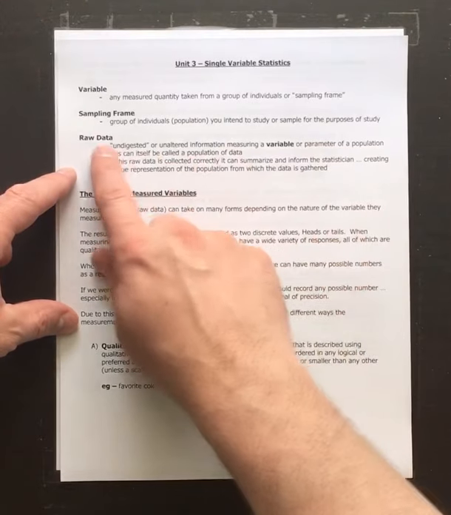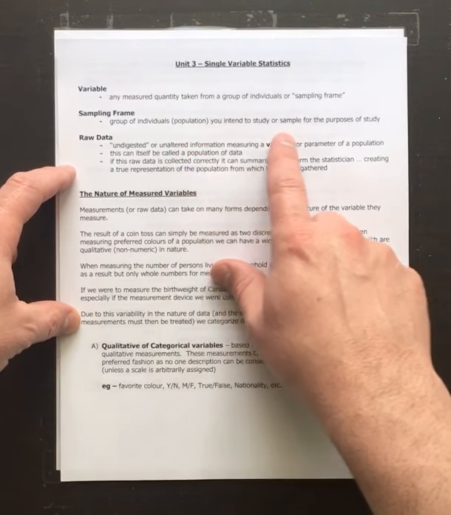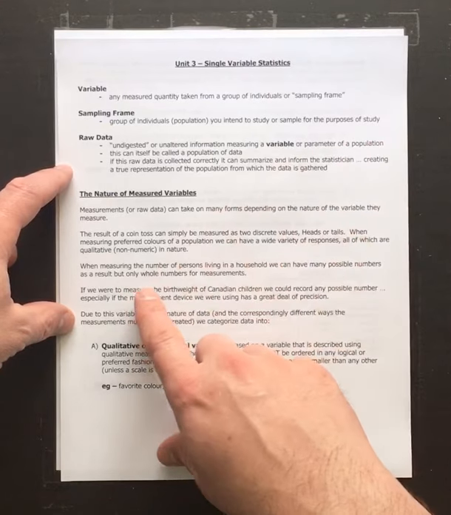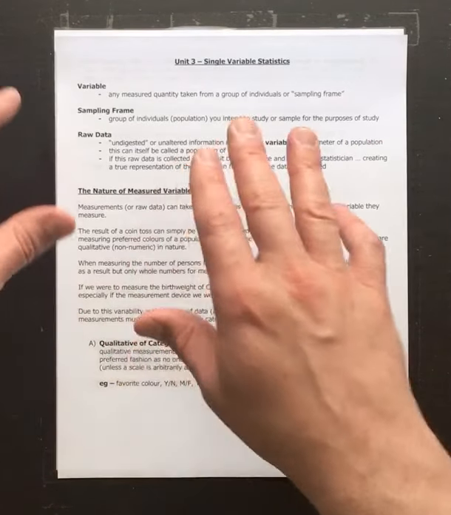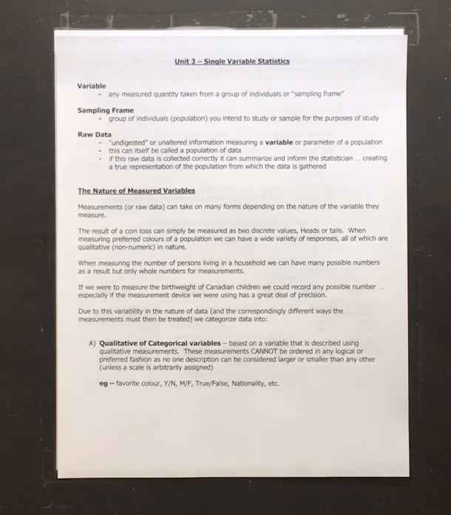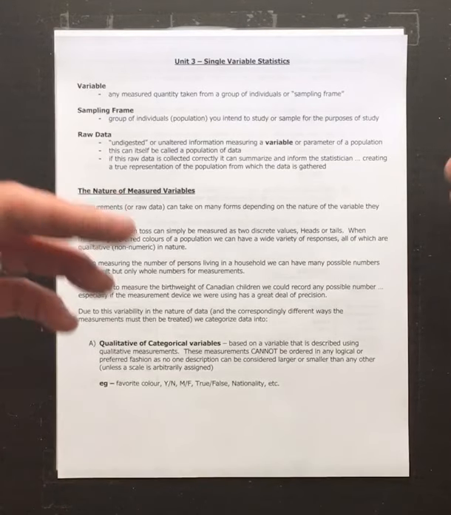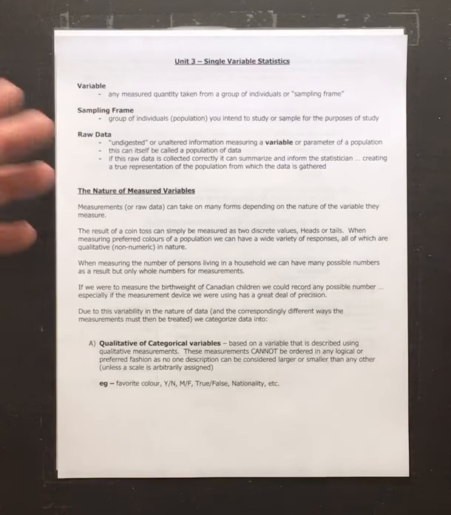Okay, so again, a sampling frame is a group of individuals, hopefully your population, that you intend to study or sample for the purposes of study. Raw data, of course, is just the straight measurements. Nothing's done with them. There's no patterns. They're not graphed. They're not organized in any particular order from greatest to least or whatever it may be. Just flat raw data. Okay, and it's this raw data that we gather from primary sources, which are actually measuring it yourself, or secondary sources, which are sources that relate to maybe stats that you get from a website or from a report or something.